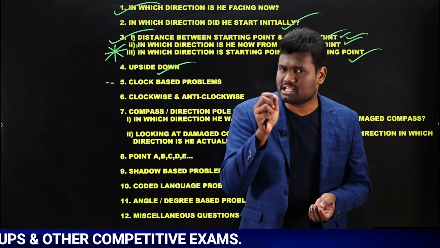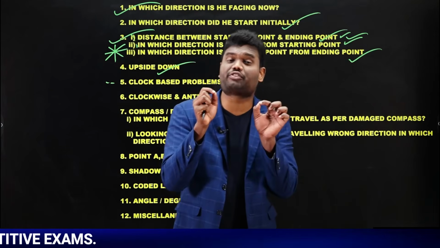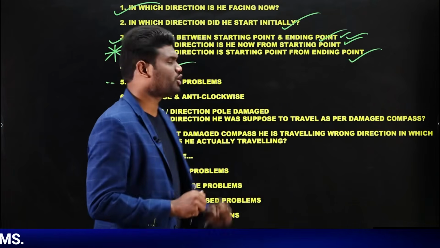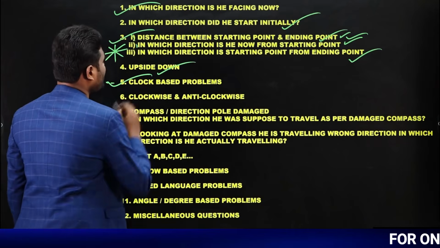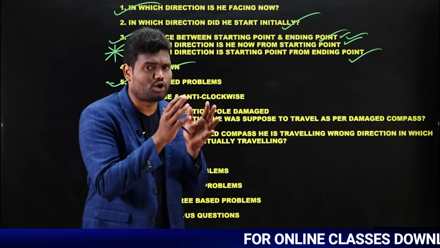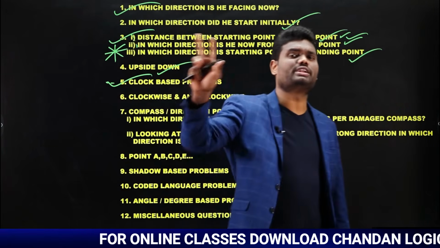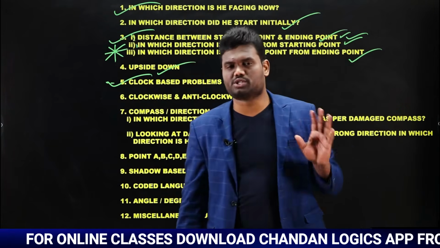So whenever you have these types of questions, they can be answered very easily in a fraction of seconds. This is your fourth model. Next, the fifth model is clock based problems. You will have questions based upon clocks, saying that the hour hand is facing towards the south direction, the minute hand is facing towards which direction.